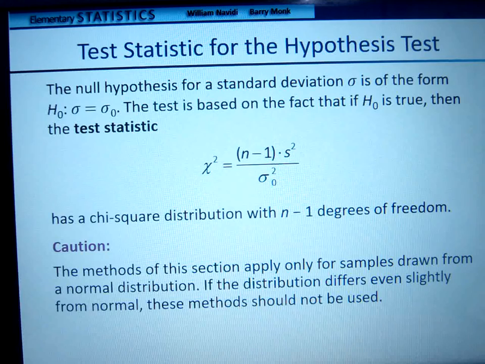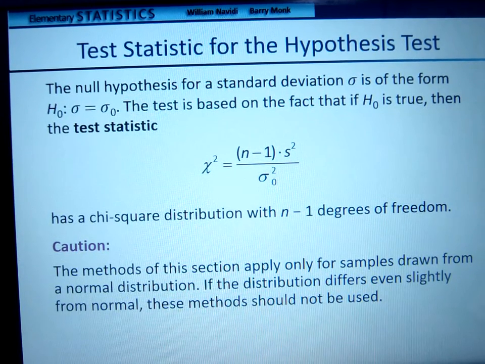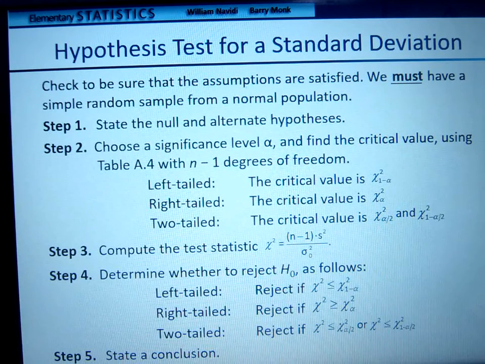Now, they caution that the methods of this section apply only for samples drawn from a normal distribution. If the distribution differs even slightly from normal, these should not be used. To make sure assumptions are satisfied, we must have a simple random sample from a normal population. We state the null and alternate hypotheses, then choose a significance level alpha and find the critical value using table A4 with n minus 1 degrees of freedom.